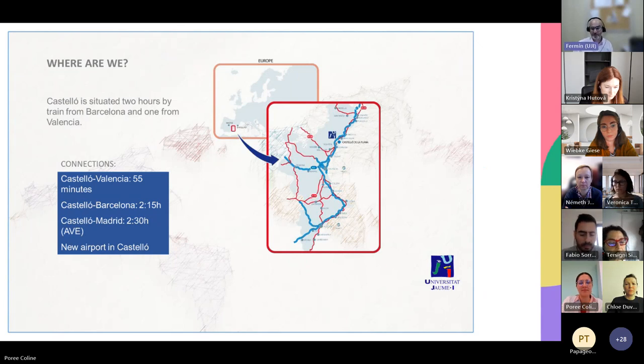Basically, we are on the east coast of Spain. More specifically, we are between Barcelona and Valencia, two major cities in our country. In fact, we are only 1 hour from Valencia by train and 2 hours and 15 minutes from Barcelona. So it's quite easy to arrive at our city, because apart from the proximity to these two major cities, it's very well connected, because most of your cities have direct flights to Valencia.